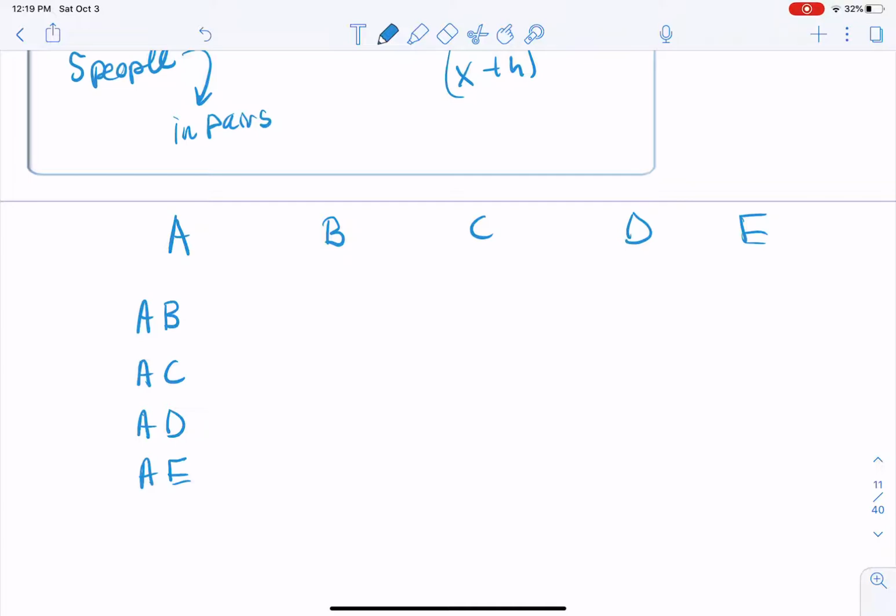We're going to move on with B. Well, why don't I pair up B with A? The reason why is because I already did right here, and the order doesn't matter. If order mattered, I wouldn't be finding a combination, I'd be finding a permutation.